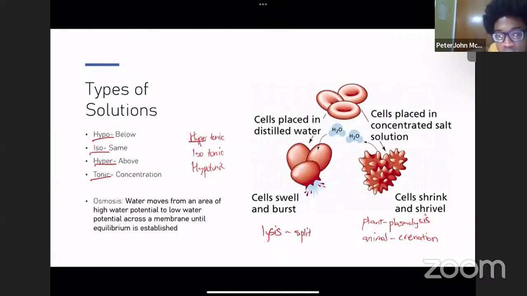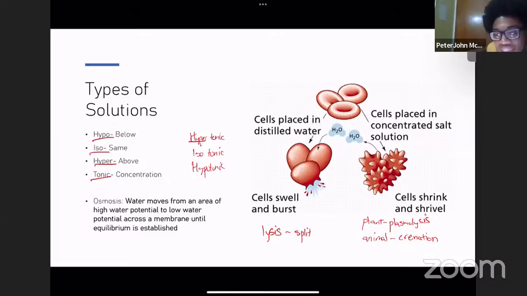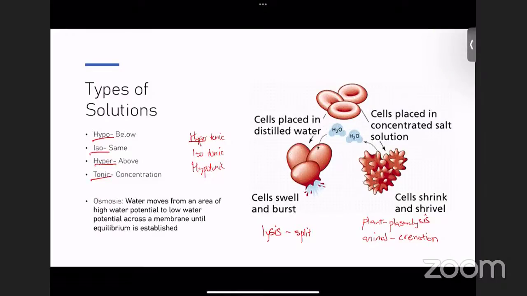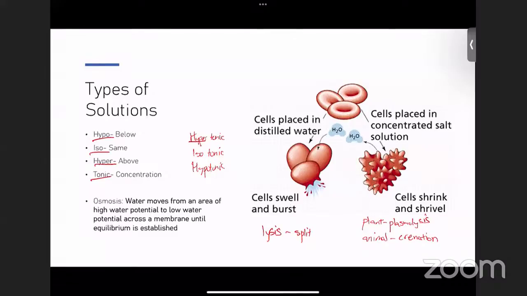What's water potential? Anybody know what water potential is? It's the same thing as saying water concentration, but don't say water concentration. Water can't be concentrated, so we say water potential instead, because everything just has to be complicated for some reason. But it's almost as if you were to say water concentration, so if you want to think about it that way, you can. What's important here is that it's across a membrane, of course, until equilibrium is established. What's equilibrium? Equal amount. Equal amount of water on both sides.